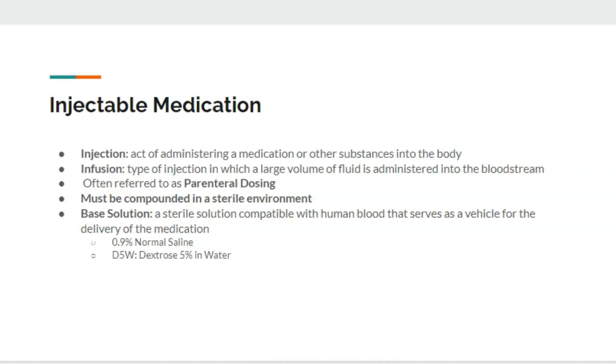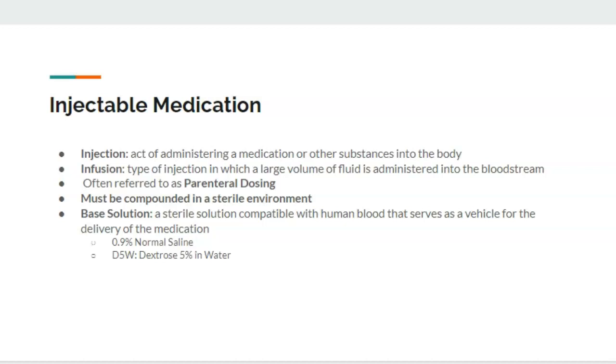But the one thing to remember when it's a parenteral dose and we're injecting directly into the body, it must be sterile. When we compound it or mix it or make it or prepare it, it has to be made in a sterile environment, and the medication must be in sterile condition because we don't want to inject anything bacteria-based into the body. So that's really important. And then a base solution is a sterile solution compatible with human blood.